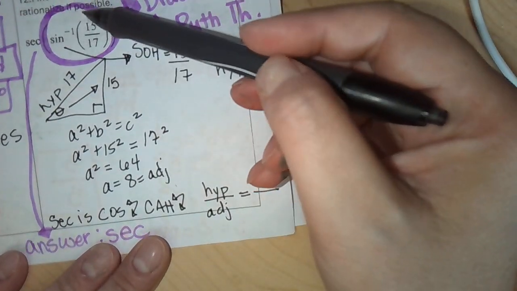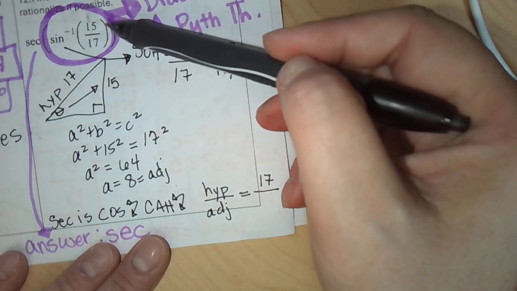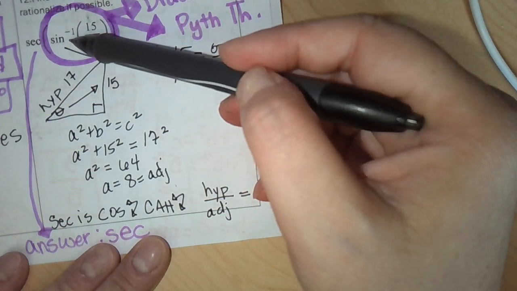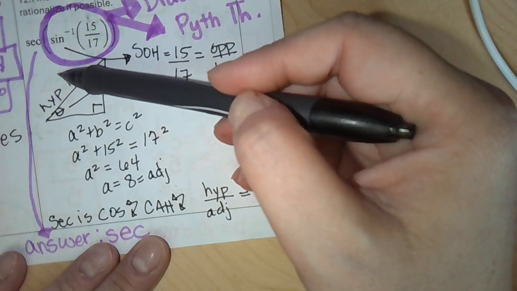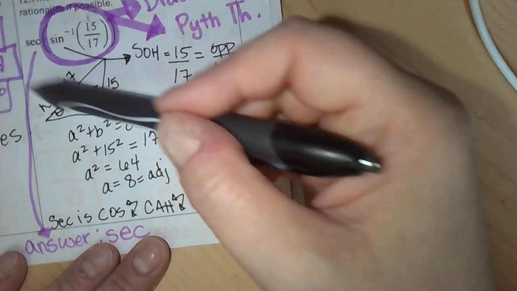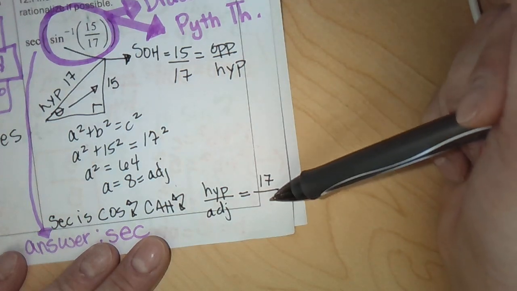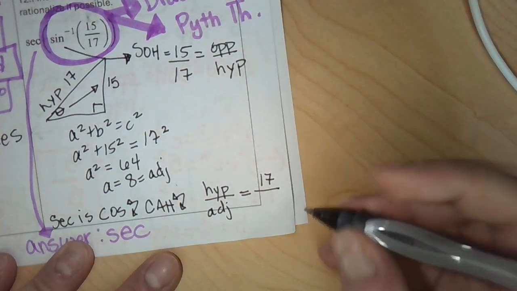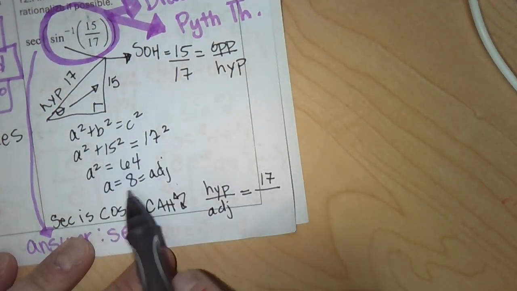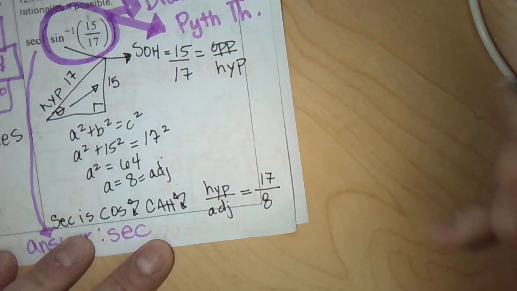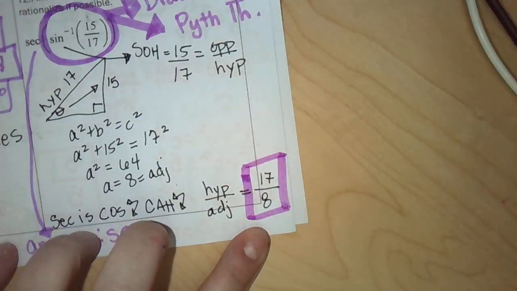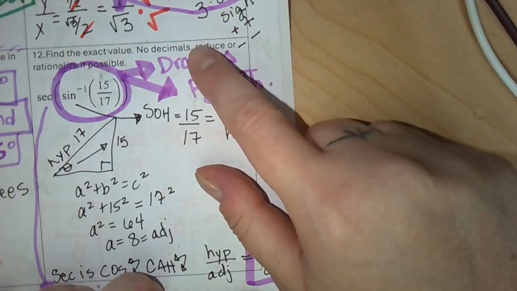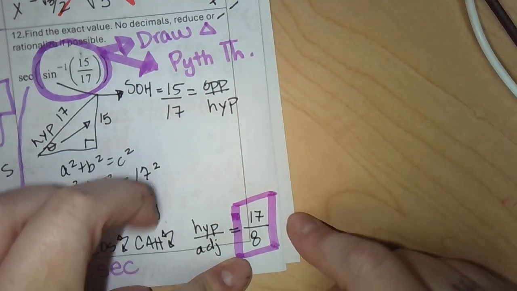Okay, so the big parentheses with the sine inverse told us that inverse means 15 over 17 is the opposite over the hypotenuse of the angle. Now we want to find secant. We know it's hypotenuse over adjacent. Well, 17 over, the adjacent is 8. Yay, that's our answer. And the direction said no decimals, check mark, reduce. We cannot do that. All right, let's keep going.